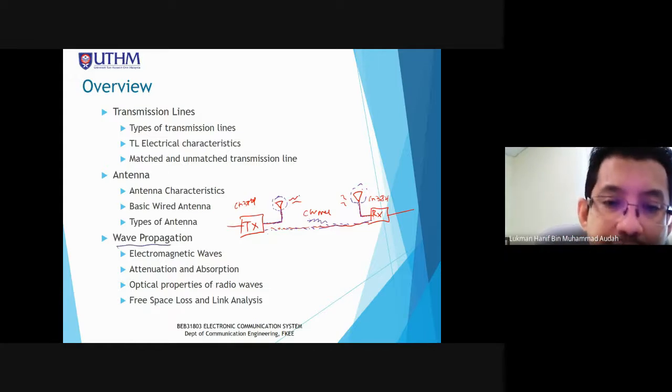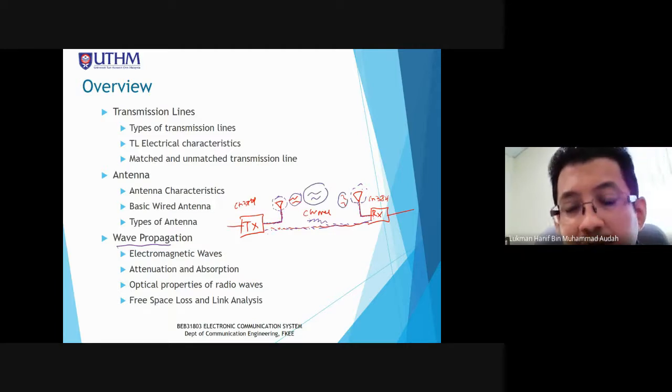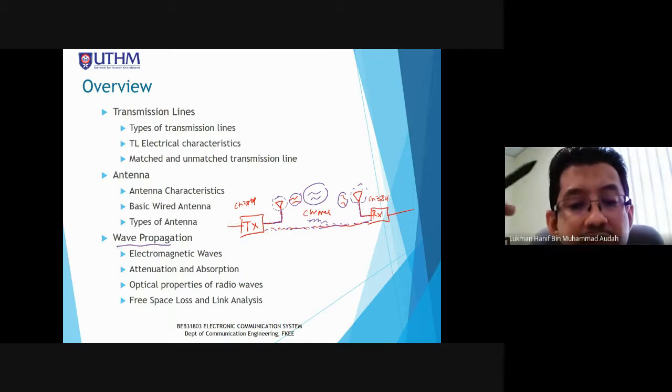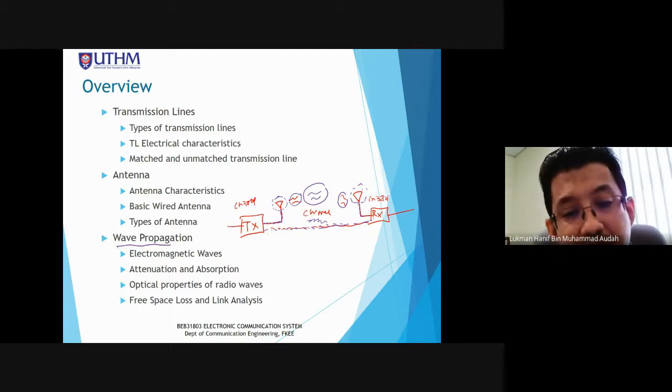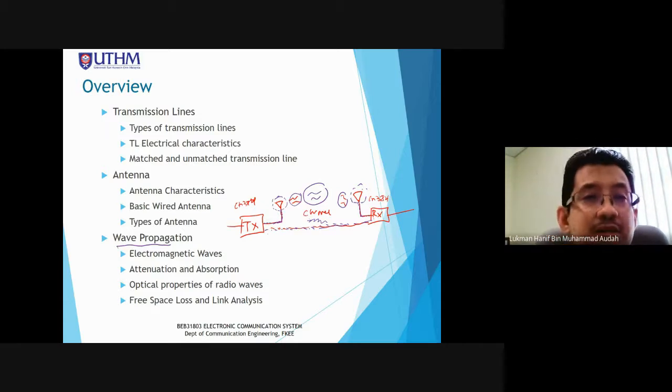Sifat-sifat gelombang. Ini gelombang yang bergerak dalam medium itu, we will learn about the characteristic of the waves. So there are three things that we will learn. Saya boleh katakan ini adalah topik yang umum, topik besar yang umum. And for your information, untuk program BEJ, sebenarnya topik-topik ini dipecahkan kepada 3 subjek yang berbeza.